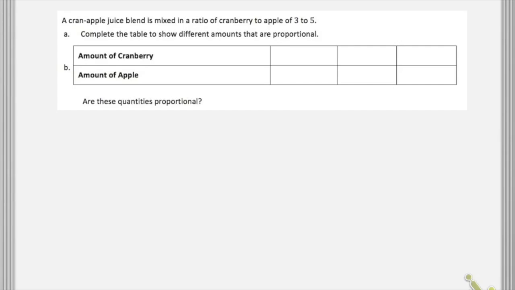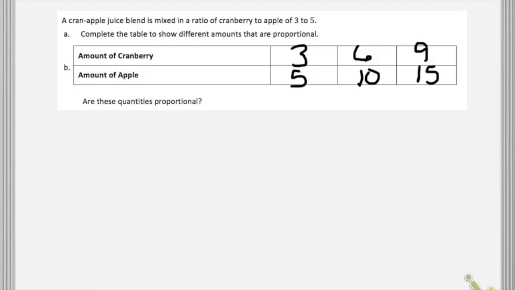And then to use this to be able to continue a pattern, a cran-apple juice blend is a mixed ratio of cranberry to apple of 3 to 5. So we've got 3 cranberry to 5 apple. And then if we were to continue the pattern, then we would have 6 cranberry to 10 apple, and then 9 cranberry to 15 apple.